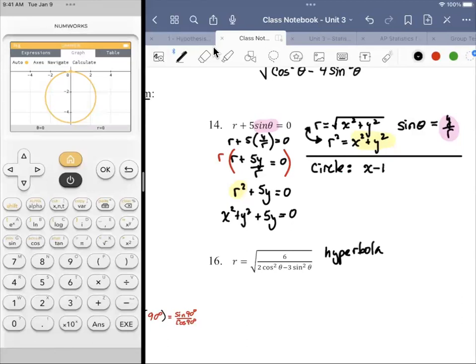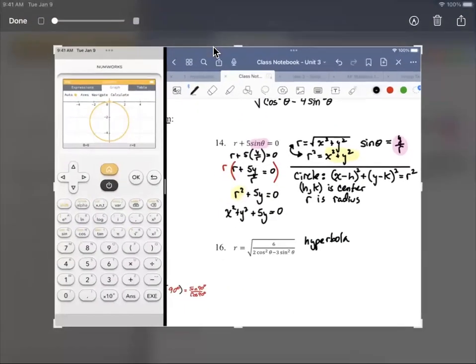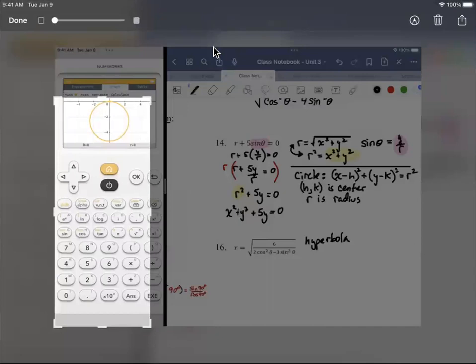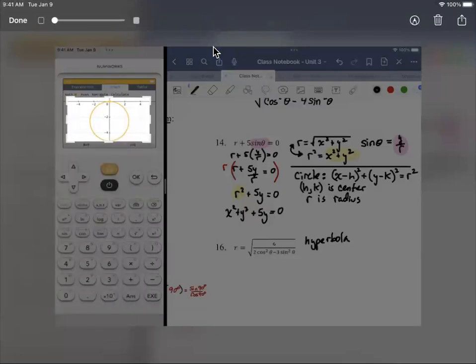All right, so a circle equation is x minus h squared plus y minus k squared is equal to r squared. All right, h and k represent the center. r is the radius. So if you can pull the center and the radius from an image on your calculator, then you can do the conversion without having to do any algebra.